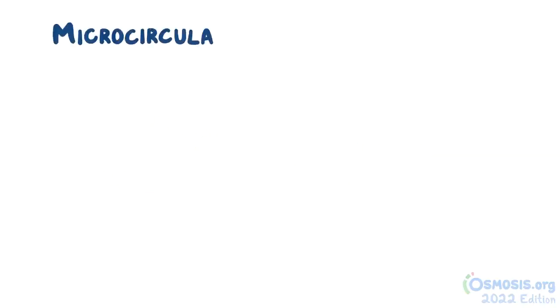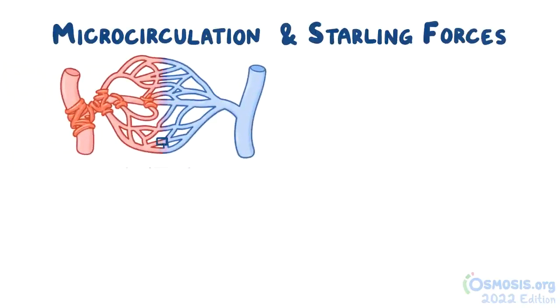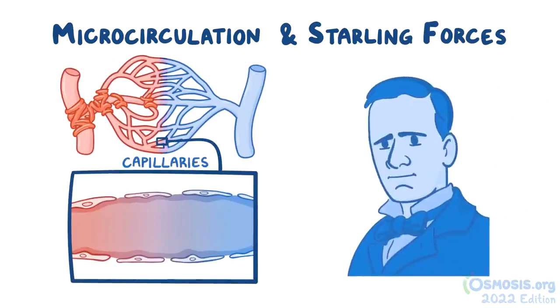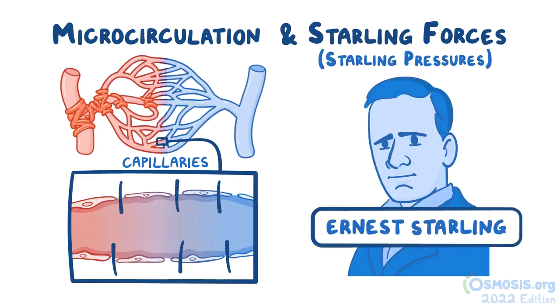With microcirculation and Starling forces, microcirculation refers to the blood that flows through the smallest vessels in the circulatory system, called capillaries. And Starling forces, named after British physiologist Ernest Starling, also often called Starling pressures, are the forces that drive the exchange of fluid through the walls of the capillaries.